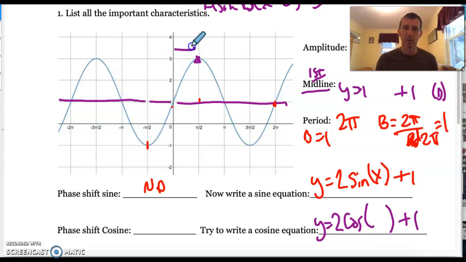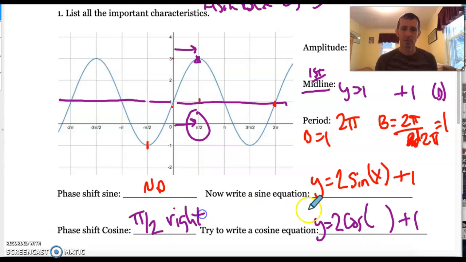Notice that is shifted over to the right. It's usually on the y-axis, and this is how far it's shifted. It shifted pi over 2, and it shifted pi over 2 to the right. So in here, I do land of opposites, and I put x minus pi over 2. And these two graphs, if you typed them in your calculator, would look identical to each other.